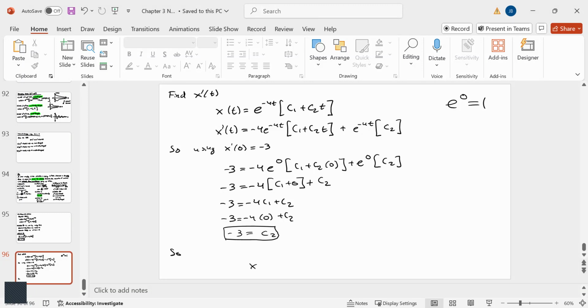So x of t is equal to e to the negative 4t, and then c1 is 0, so negative 3. I'll put the 0: 0 minus 3t. So negative 3t e to the negative 4t is our final answer.